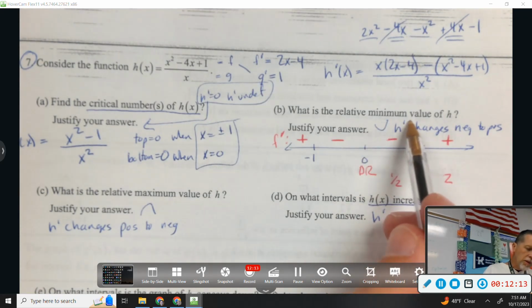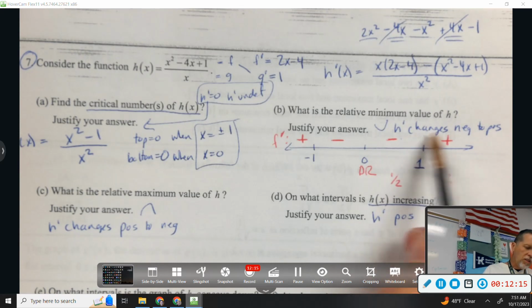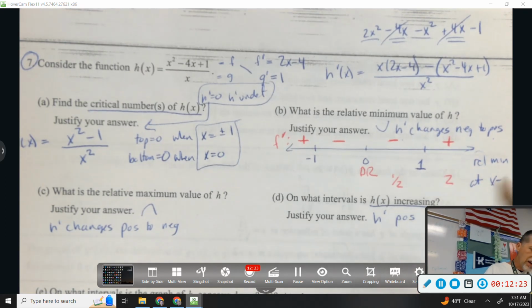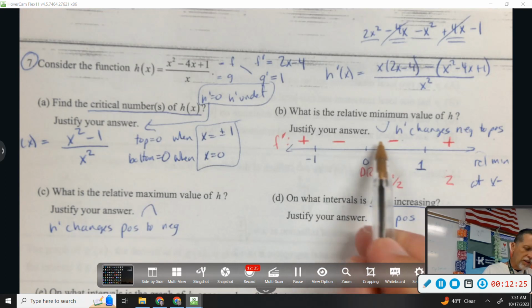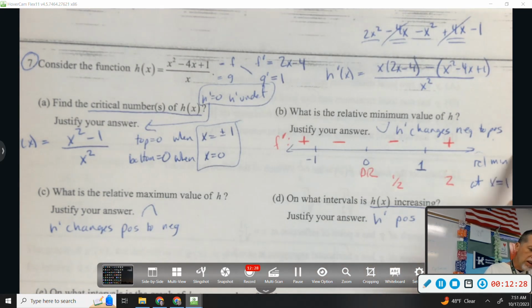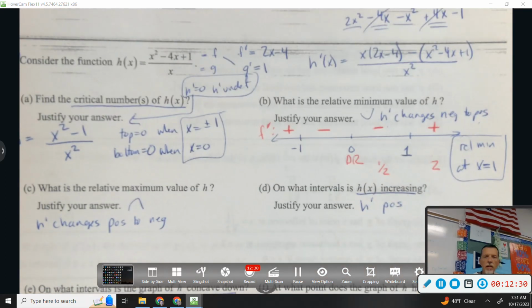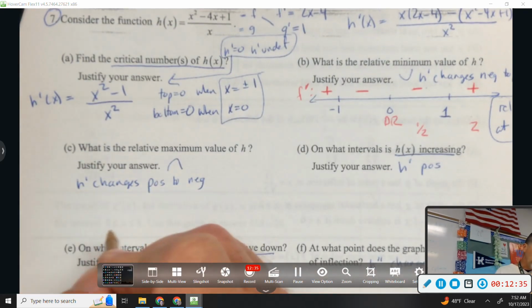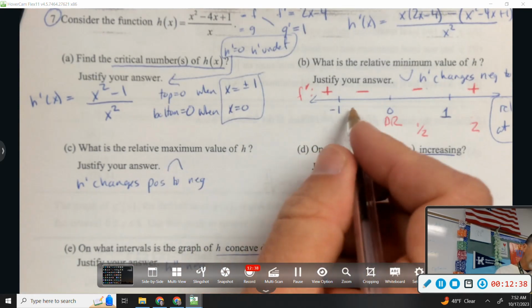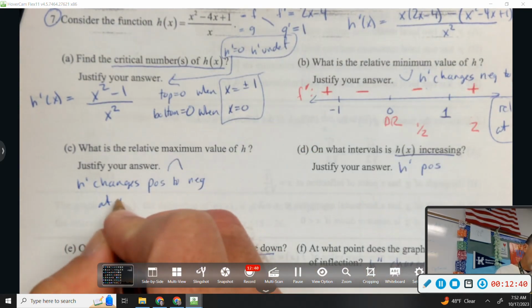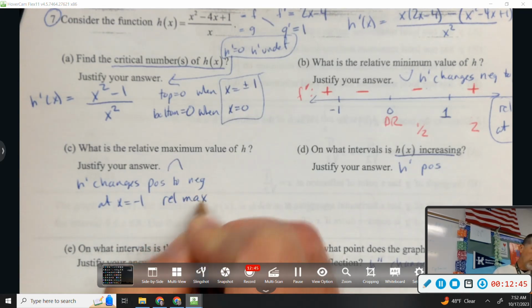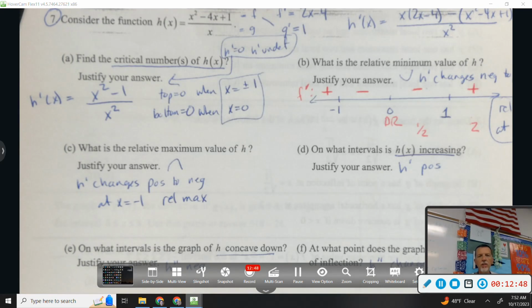Okay, so relative minimum is when h prime changes negative to positive. So that means there's a relative min at, so I'm going from negative to positive, that would be at x equals 1. And we've already got the picture for part C. H prime changes positive to negative at negative 1. So there's a relative maximum at negative 1.